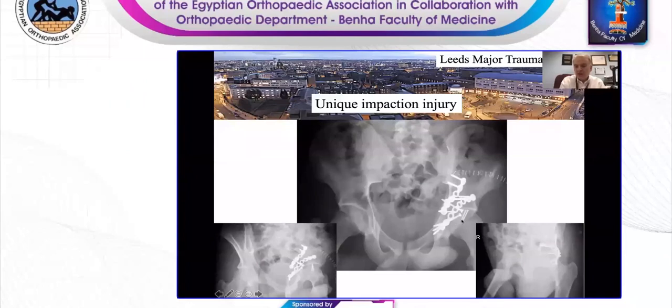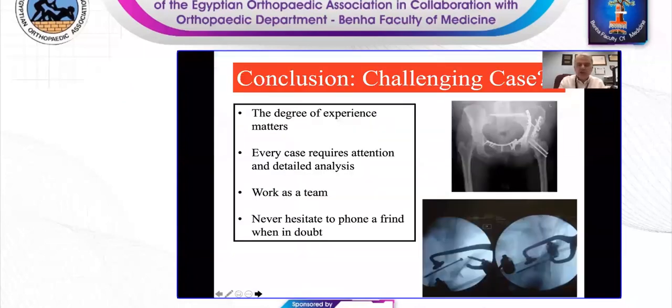These 2 lag screws from the posterior wall to the posterior column for stability, and the plate neutralizes the wall fixation, and the 2 millimeter screws were used to stabilize the femoral head fracture. So to conclude, I demonstrated to you how you can approach this challenging case.